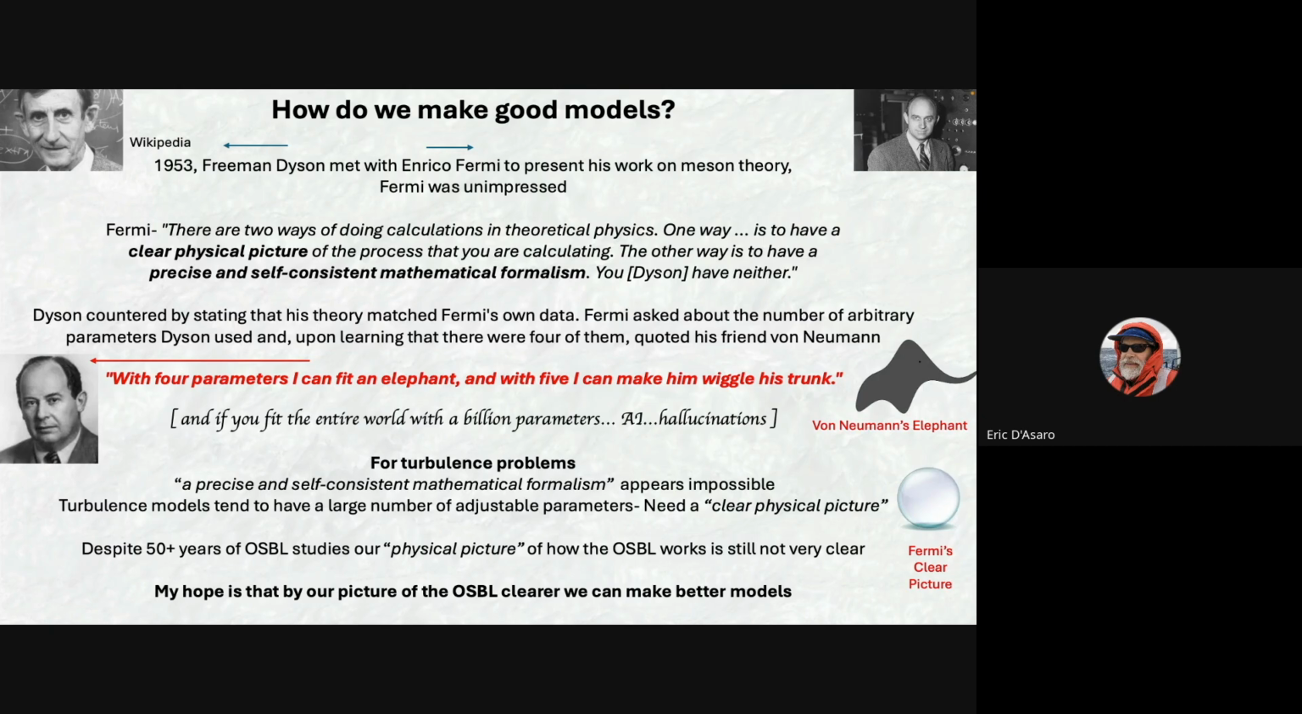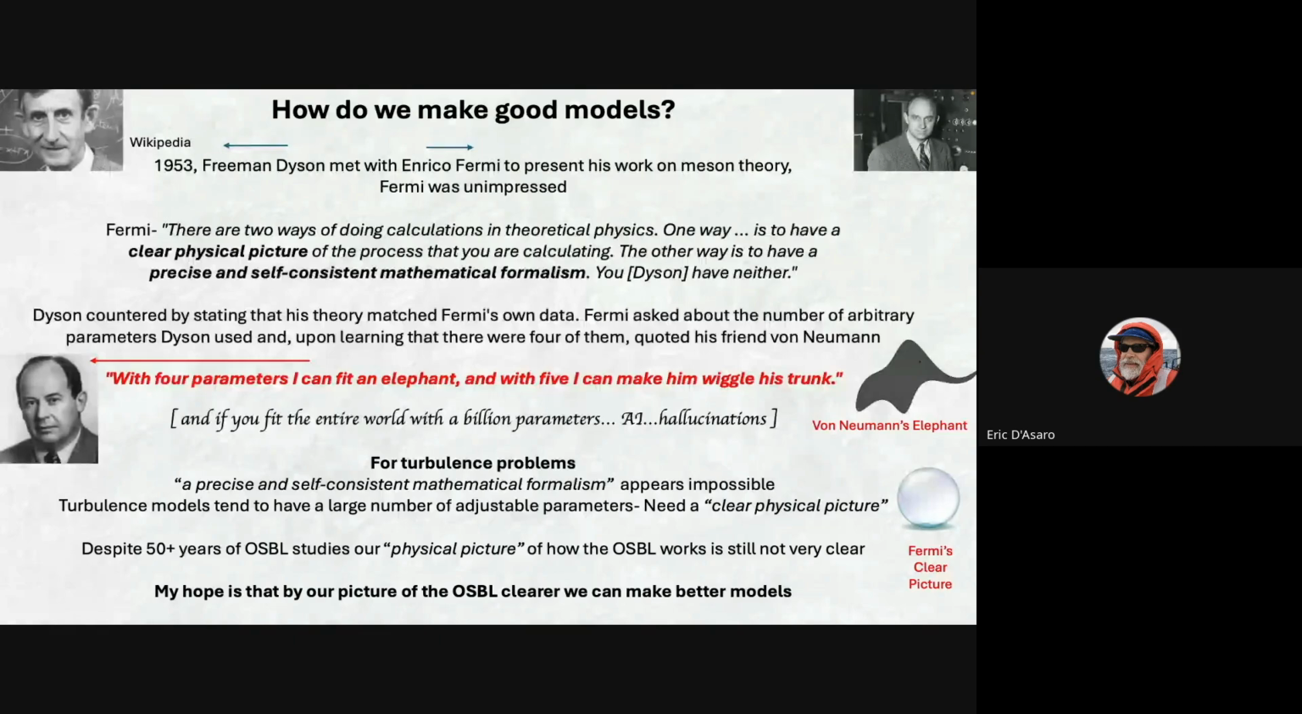And so then Fermi quotes von Neumann, with 4 parameters, I can fit an elephant. With 5, I can make him wiggle his trunk. This is a challenge to recreational mathematicians. So if you have 4 parameters, what sort of elephant can you get? Well, that's the elephant you could get. And you can make him wiggle his trunk too. And so that's von Neumann's elephant.